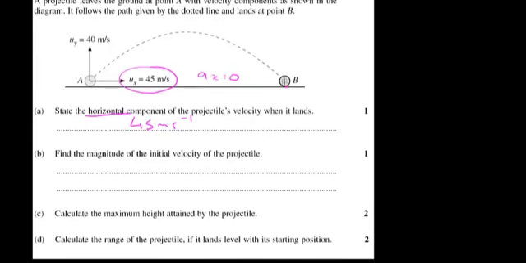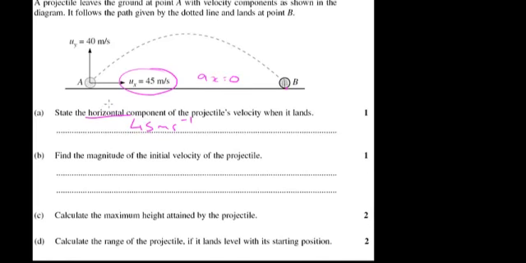B. Find the magnitude of the initial velocity of the projectile. Magnitude of the initial velocity of the projectile. So that's what you're trying to find. Your initial velocity.